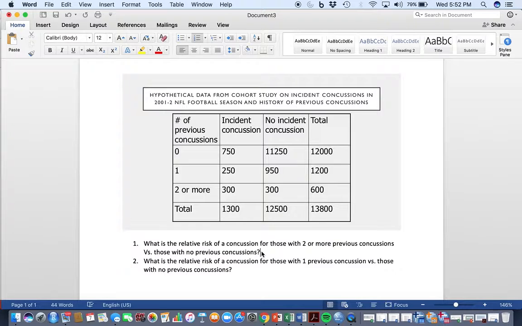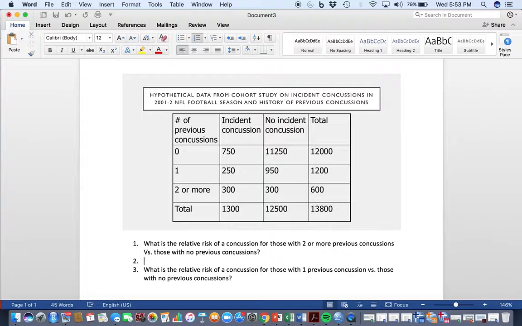So our incidence in the exposed group would be those with two or more previous concussions. They've been exposed to two or more previous concussions. To calculate the incidence for that, I'm simply going to calculate 300 divided by 600. And that's going to give me my incidence of concussion for those that have had two or more previous concussions.